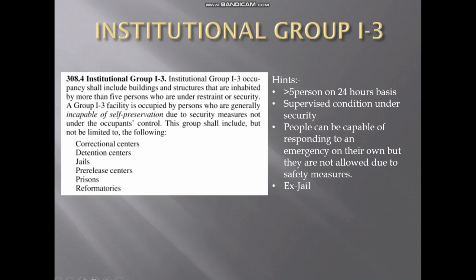For example, in jail, the people can be capable of responding to an emergency on their own, but they are not allowed due to safety measures. So in a jail, the people can easily respond to an emergency, but there are safety measures like security. They are under security control 24 hours, and there should be more than 5 people in the I3 group.